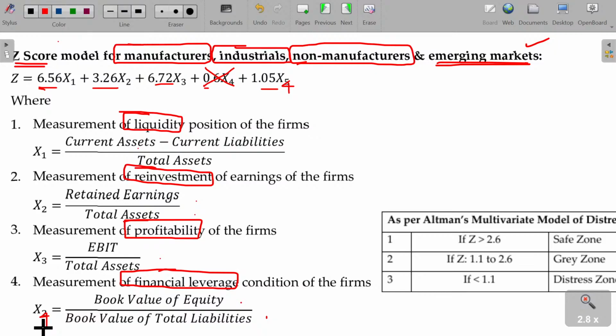Now, 6.56 is the weightage given for X1, meaning liquidity. 3.26 is the weightage given for the reinvestment, X2. 6.72 for X3, which is nothing but profitability. In case of leverage, 1.05 is the weightage given. Clear? After that, if you calculate the Z value and it is more than 2.6, then this company is safer. Less than 1.1 is the distress zone. If it is in between, then it's a gray zone. It may happen to be the distress or safe zone later on. Clear?